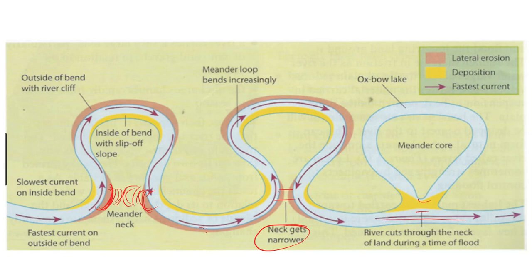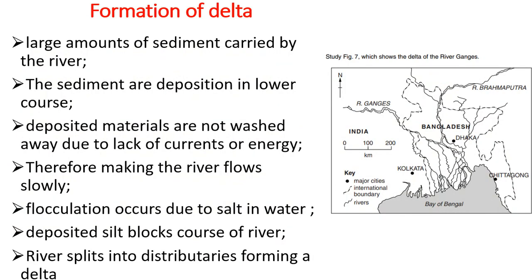Then the water will now follow a normal course, leaving behind this old meander to become an oxbow lake. Okay, formation of delta. This is quite straightforward. I think I've explained the most difficult aspect here. Formation of deltas. Deltas are formed when a large amount of sediment is carried by the river.